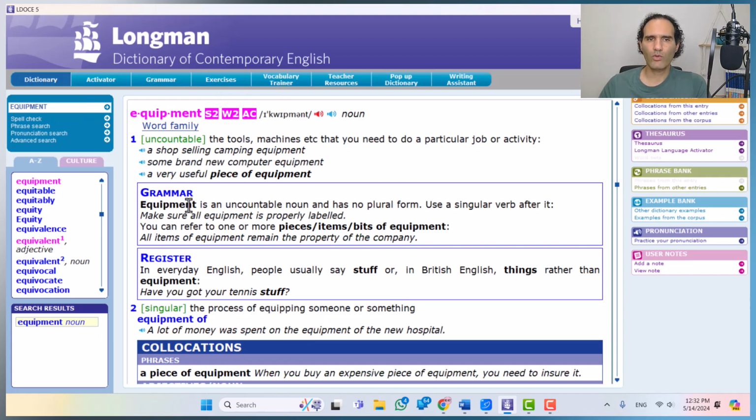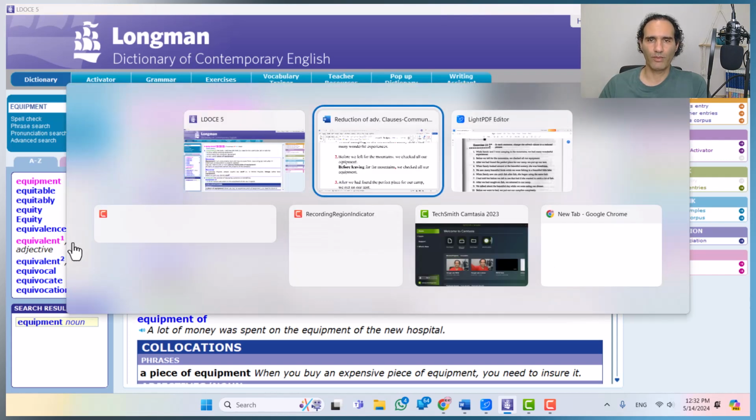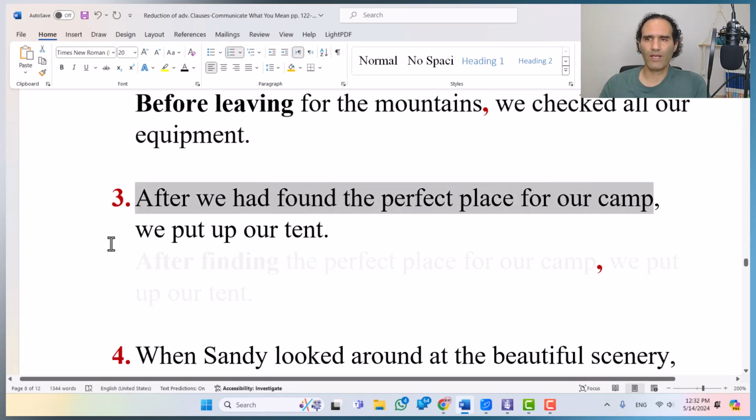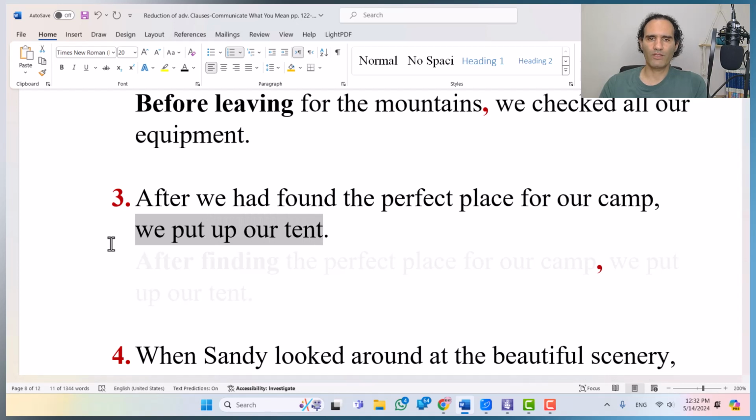In grammar, equipment is an uncountable noun. So you can say a piece of equipment, an item of equipment, but generally equipment is non-count, so be careful. Number 3, after we had found the perfect place for our camp, we put up our tent.